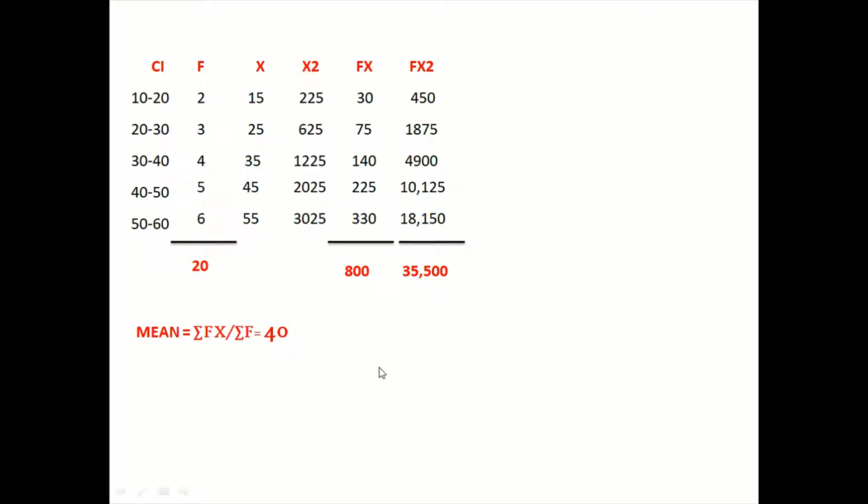Now I need to find the standard deviation. The formula to find the standard deviation is the square root of summation of fx squared, that is 35,500, divided by summation of f, that is 20. Right? Now whatever value we get here, minus mean square, which is 40 squared.